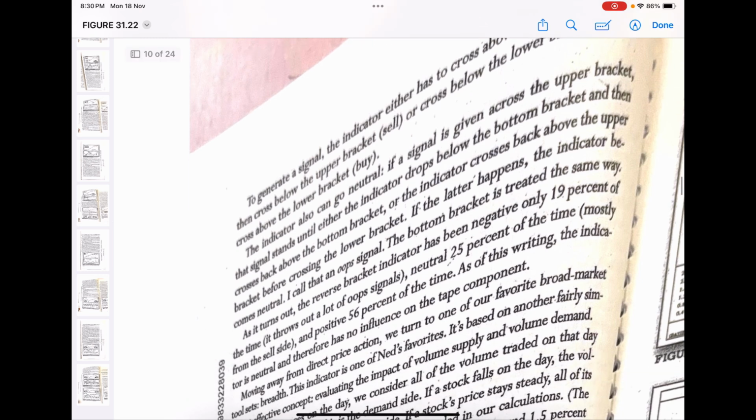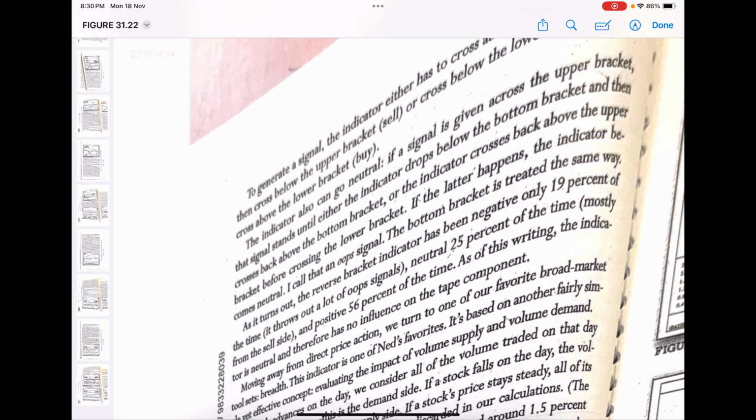The indicator can go neutral. If a signal is given across the upper bracket, that signal stands until either the indicator drops below the bottom bracket and then crosses back above it, or the indicator crosses back above the under bracket before crossing the lower bracket. If the latter happens, the indicator becomes neutral.